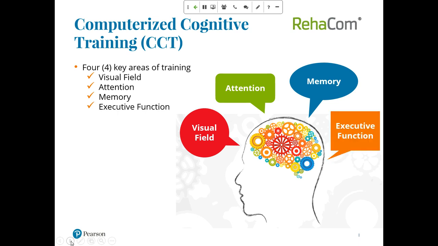We'll also look at the area of executive function, and you'll be able to see then that the program will screen for that, as well as provide 22 configurable training modules.